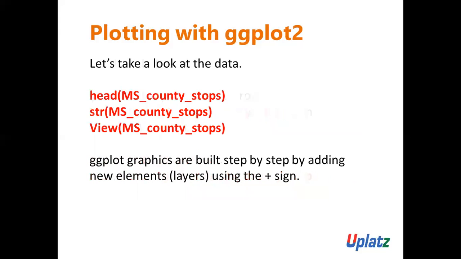Next, let's take a look at the data. So head, what is this head? I hope you know that. Head is going to show you the initial 6 observations of your data frame, or you can say of your CSV file. Then str, that is the structure of the data, and then view, if you want to view all the data of the file. ggplot graphics are built step by step by adding new elements, that is the layers, using the plus sign.